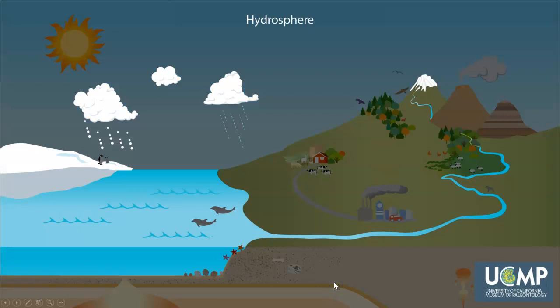Our next sphere is the hydrosphere. This includes the parts of the Earth that have water in the form of ice, liquid, and gas. Earth's oceans, rivers, lakes, and the water that we drink are all a part of the hydrosphere.